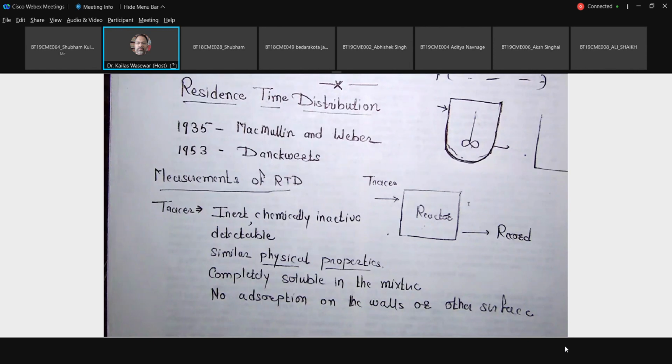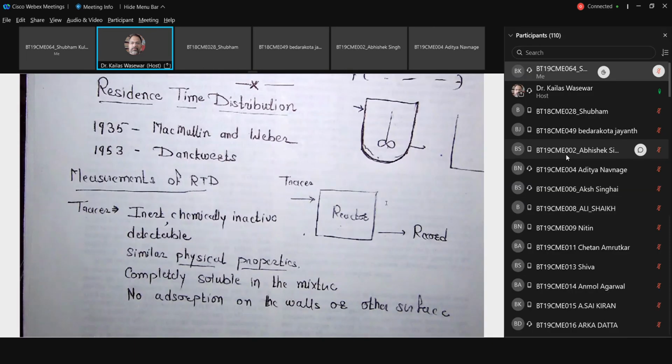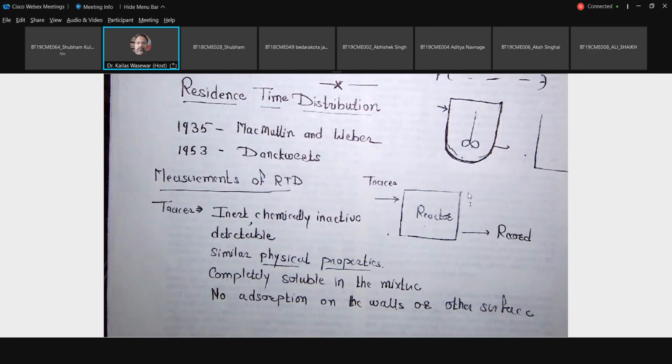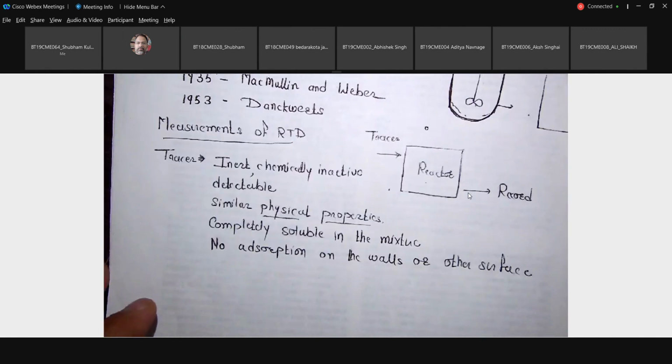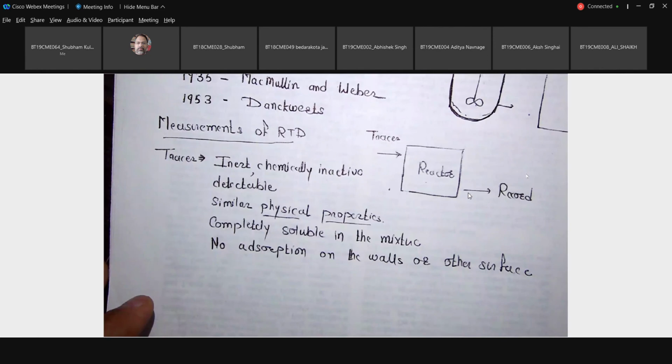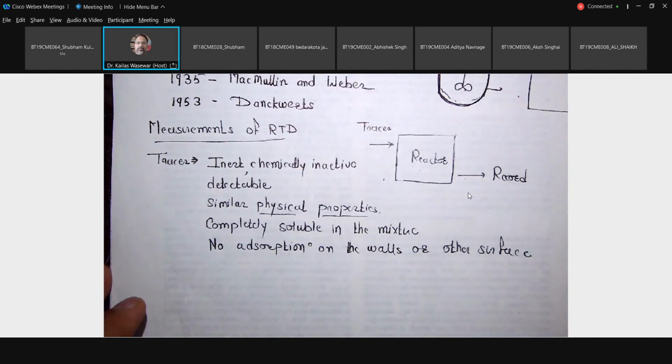So that we'll see in the next 2-3 chapters, and there this will be clear. So we cannot neglect the axial dispersion. Okay. So this should be the properties of the tracer.